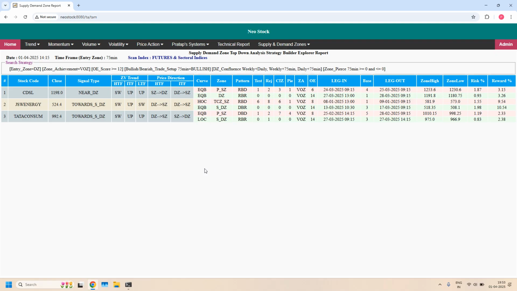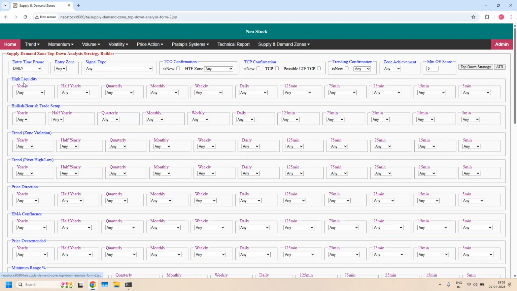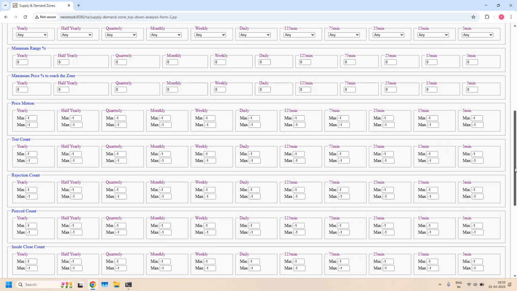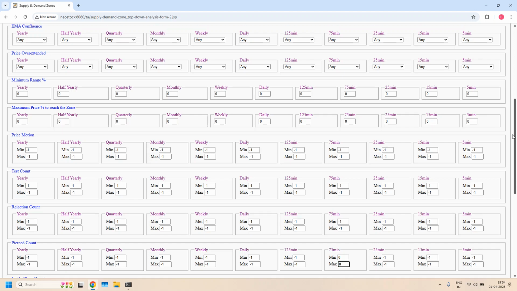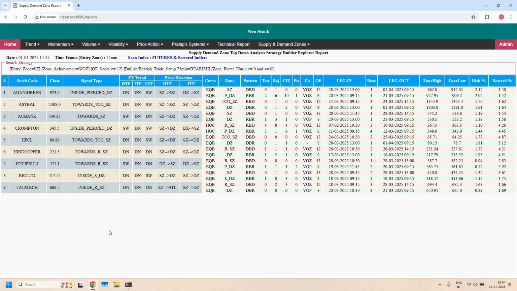Next, bearish trade setup for weekly income trade. Entry time frame 75 minutes, entry zone supply zone, bullish or bearish trade setup at 75 minutes, selected bearish, zone achievement violated opposing zone, minimum odd enhances score 12, and 75 minute supply zone should not be pierced. So I am setting minimum value 0, maximum value 0. With these filters, we got 9 stocks supporting bearish trade setup for weekly income trade. And all these entry time frame zones are supply zones, 75 minutes supply zones.